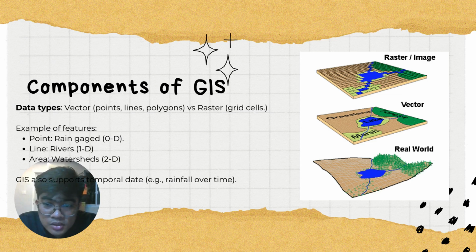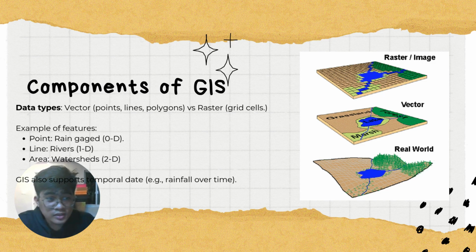So GIS represents data in two main formats. First is the vector data and the second is the raster data. Let's start with the vector data. So vector data are points, lines, and polygons. For example, a rain gauge is a point. A river is represented as a line, and a watershed boundary is a polygon. So a raster data is a grid of cells like an elevation map or rainfall intensity grid.